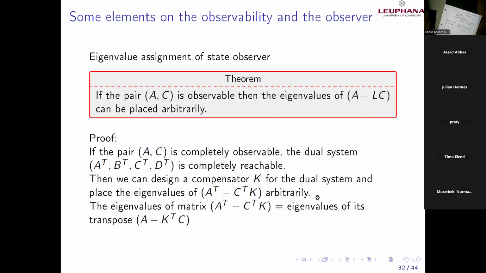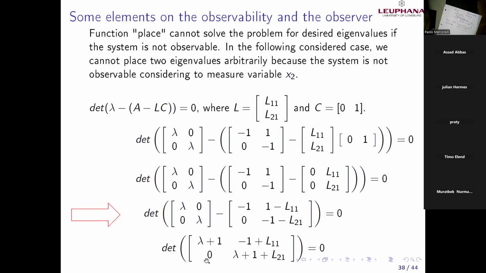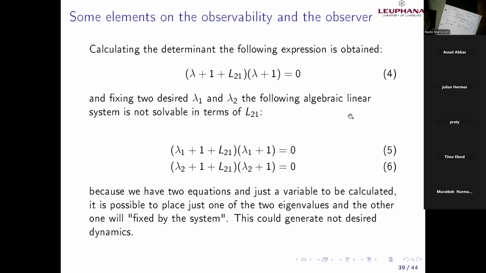If you look at the calculation very quickly, the calculation is formally the same, but look, here this is the case 0, 1, 0, 1. Look at the final equation, or better to say, equation 4. Here is just an exploitation of equation 4. We have an equation in which just L21 appears. This means I have just one parameter, but the idea is to fix both eigenvalues.